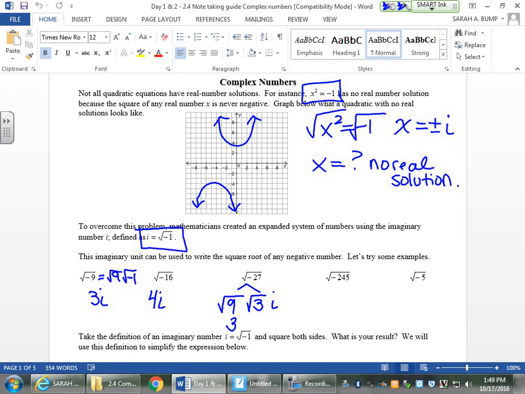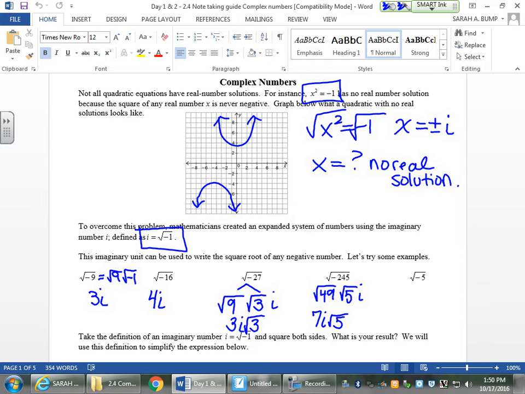The whole 3 comes first. The i is going to be squeezed in the middle, and the radical is going to come last. That is the typical order you will see it: the coefficient, the imaginary i, and then the radical. So 3i radical 3. The next one is going to be broken into square root of 49 times the square root of 5 times i, which will be 7i radical 5.